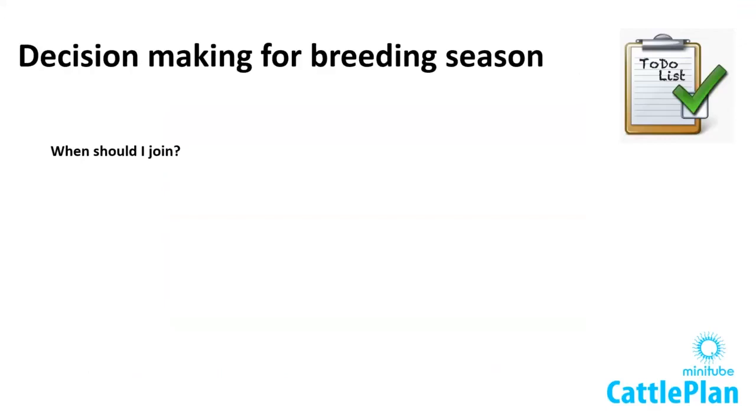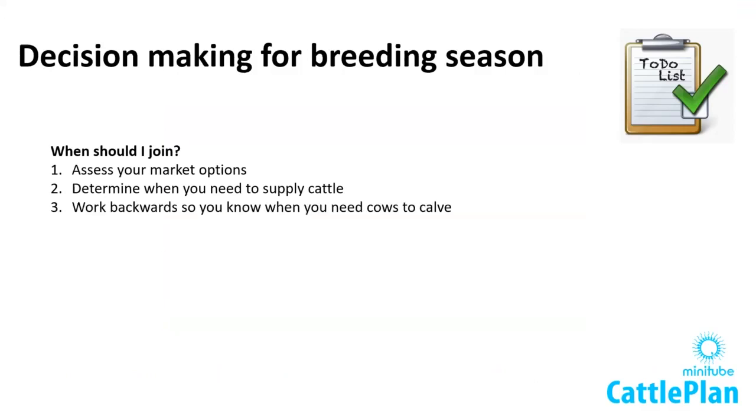So when we're looking at decision making for the breeding season, there's a lot of different questions to consider. So the first one is normally, when should I be joining? To assess this, you need to look at what your market options are. Where are you going to sell your cattle to? Is it an export market? Is it a local market? And from there, you know what time of the year you're going to need to have cattle supplied to them. So you can work backwards from that point to see when your cows need to calve for that market.